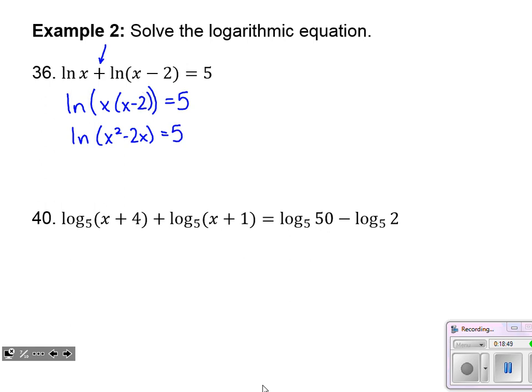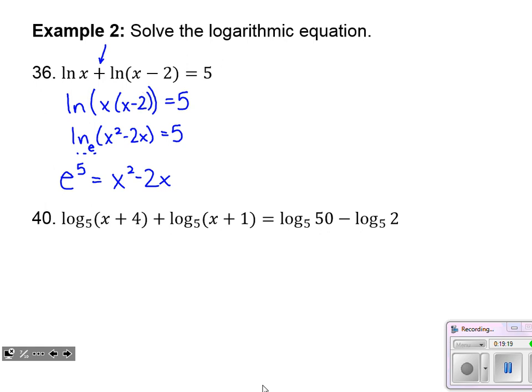What this statement is telling me is that if I wanted to turn a base of e, and we have to know that that's a base of e in a natural log, if I wanted to turn an e into an x squared minus 2x, the perfect exponent, the logarithm, is a 5 to put on that e. Base of e, perfect exponent is 5 to get to x squared minus 2x.